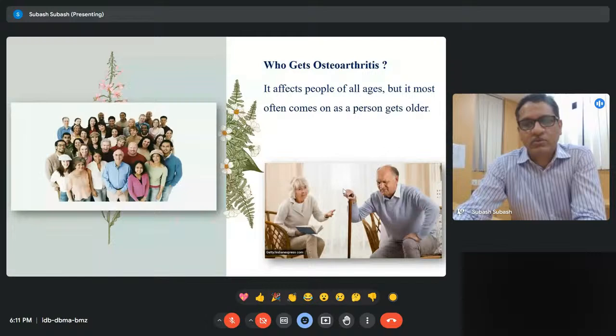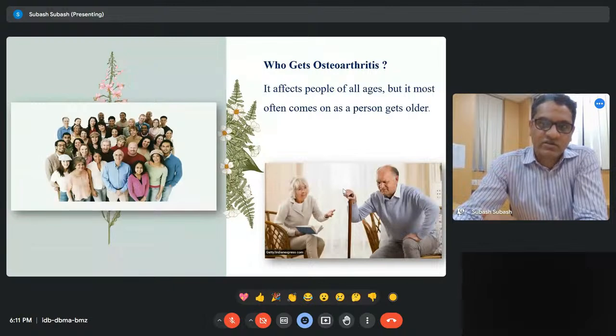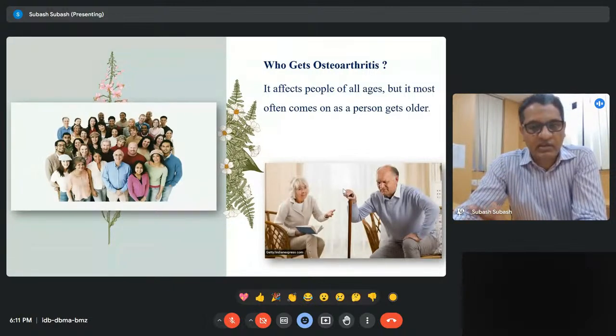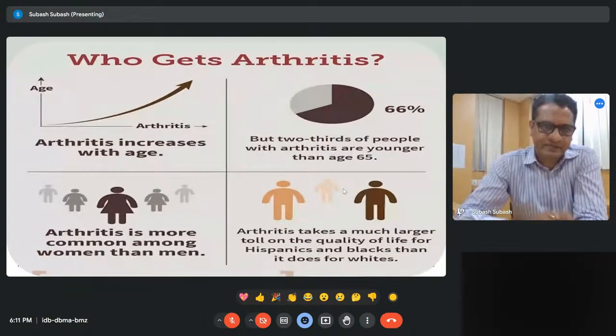So there is no escape; including me, everyone will be a part of the arthritic process. It is a normal process. It is not a disease. The most important thing you need to understand is that people are living longer. So it is a normal process that people experience osteoarthritis.